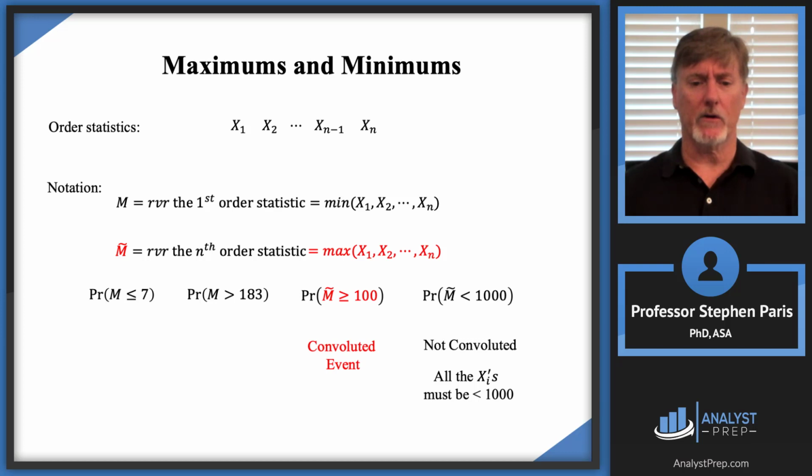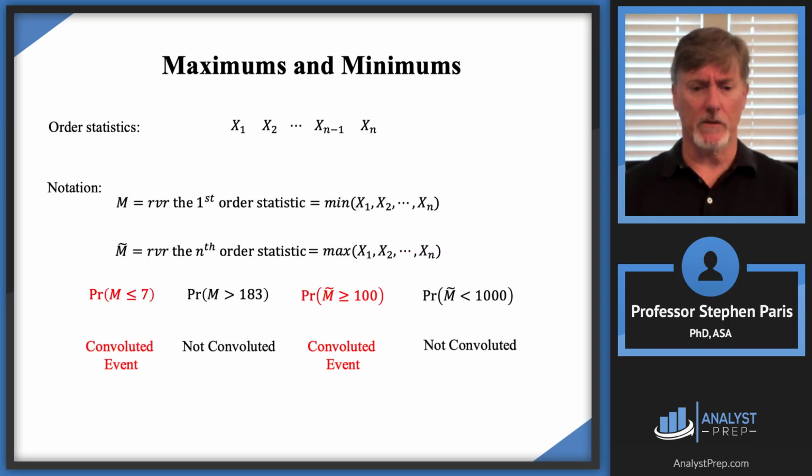On the other hand, if you look at the last probability, the event that the maximum is less than 1,000, how could the maximum of these n variables be less than 1,000? Well, the first one would have to be less than 1,000. If the first one was greater than 1,000, then the maximum would be greater than 1,000 because it would be at least as big as that first one. And so the event that the maximum is less than 1,000 is not a convoluted event.